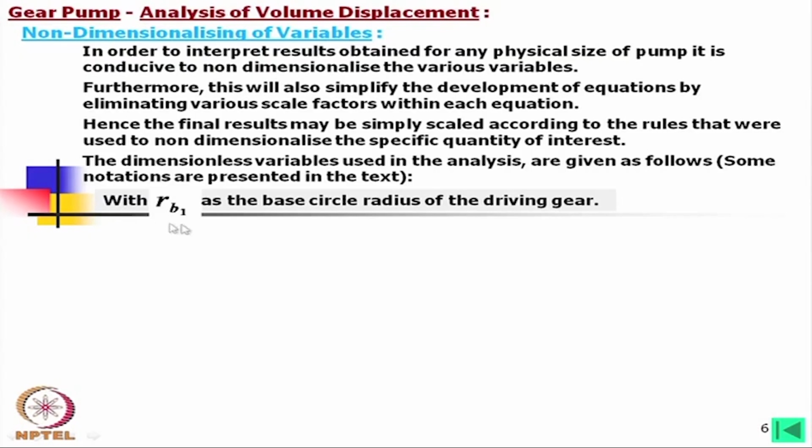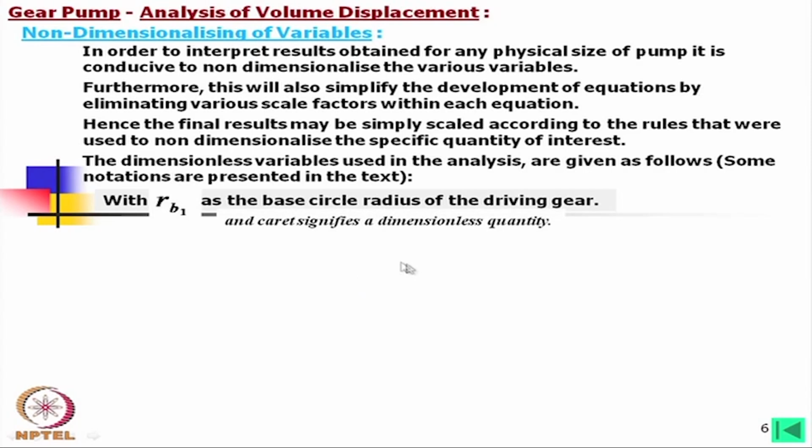Now, if you introduce a correction, meaning the profile is shifted, then we may have a different pitch circle radius, even with uncorrected gears, if they mesh with an enlarged, expanded center distance. We will have a new pitch circle radius, but the base circle radius will remain constant. That is why this parameter is taken as the reference parameter for non-dimensionalizing.